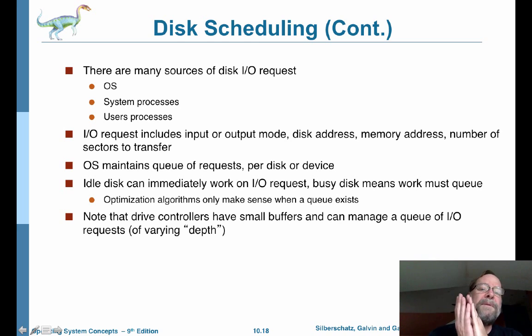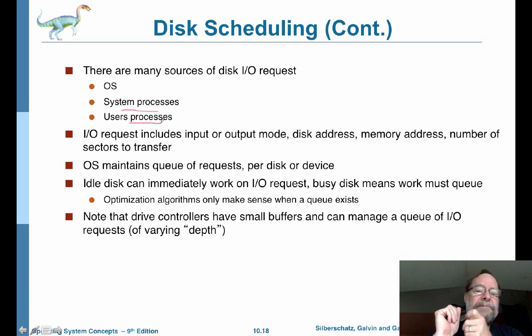Okay, so we want to keep in mind that there are lots of different ways that requests can come to a disk for servicing. One way is from the operating system itself. This might be, for example, when we're doing a swap for virtual memory. It could be coming from other system processes, background processes that are running. It could come from the user processes that are running on the system. So all these requests can be floating in at any time.